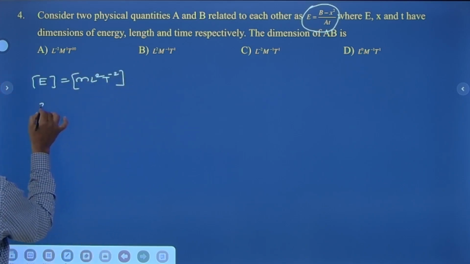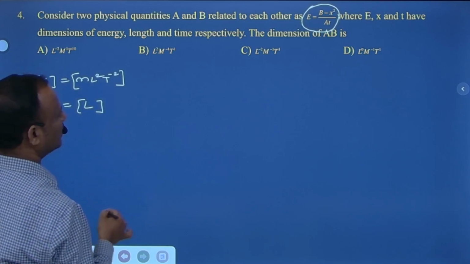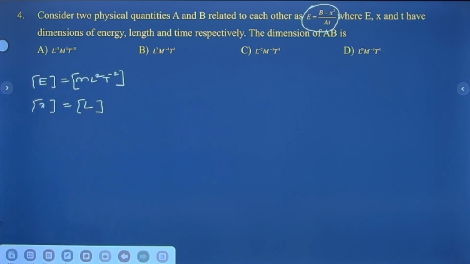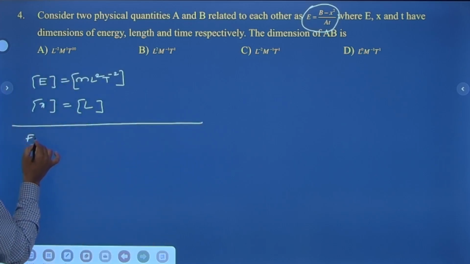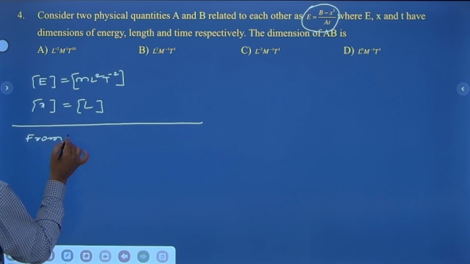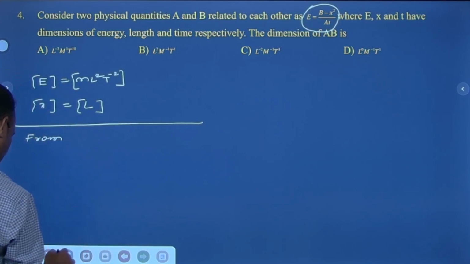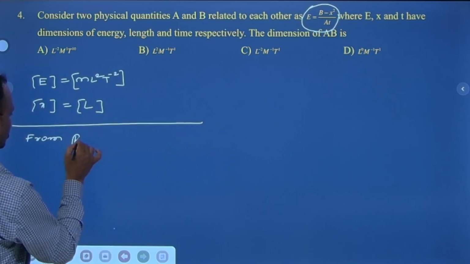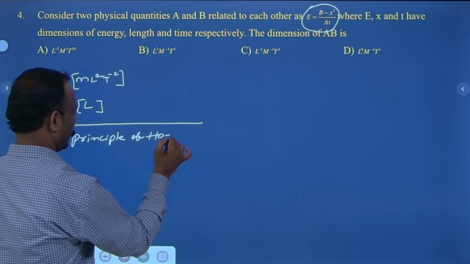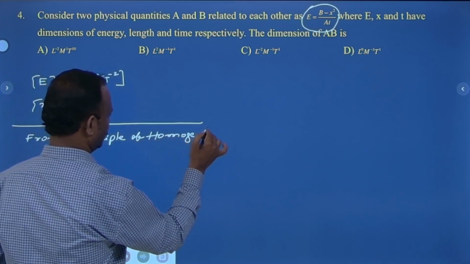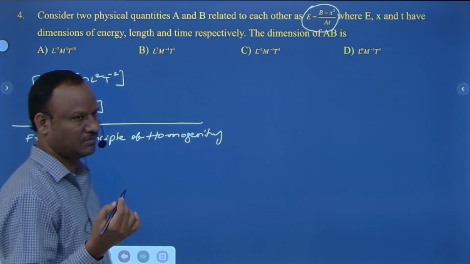Dimensional formula of position X is L only. And the dimensional formula of time is T. Now I am talking about dimensional analysis. It is the principle of homogeneity actually. So what is the principle of homogeneity? Plus minus equal.